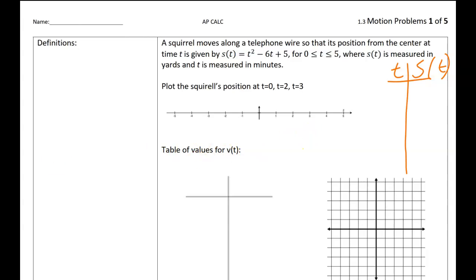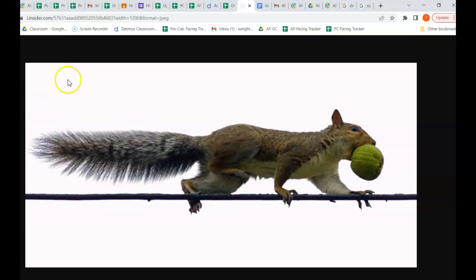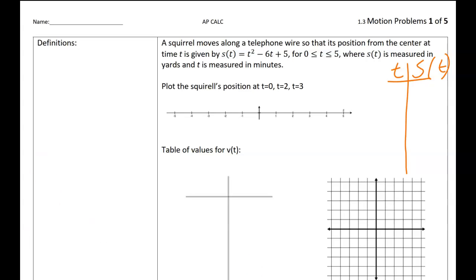We've all seen this in real life at some point, I think, right? So the squirrel is running along a wire. So if I'm this squirrel, I can only really move in one direction or the other. So that's the type of problem we're considering. It's motion along a line, right? So I can only go left and right because if I go forward or back, I fall.